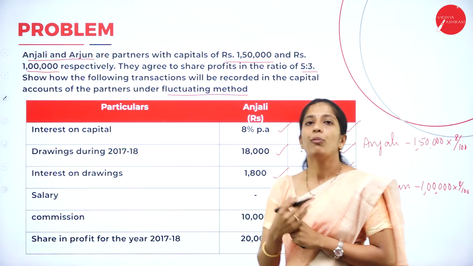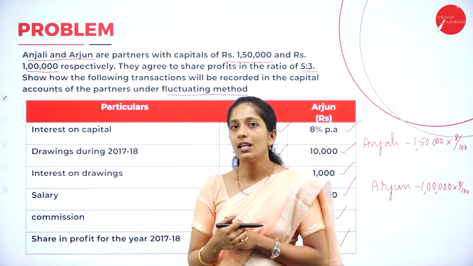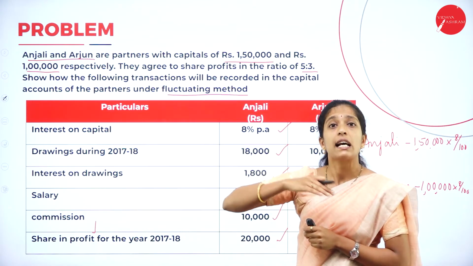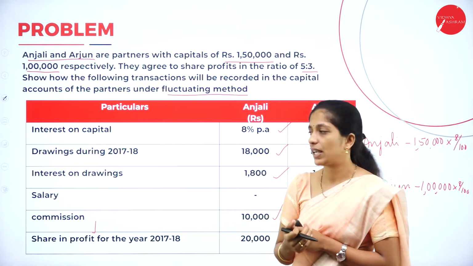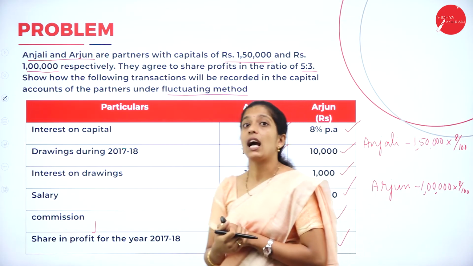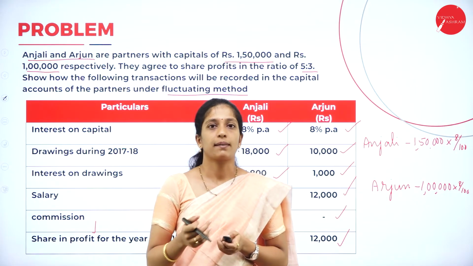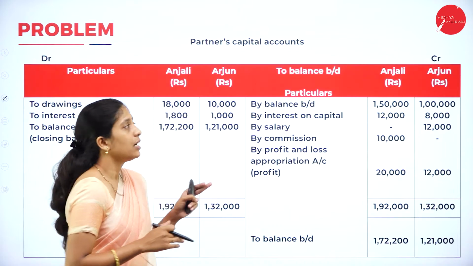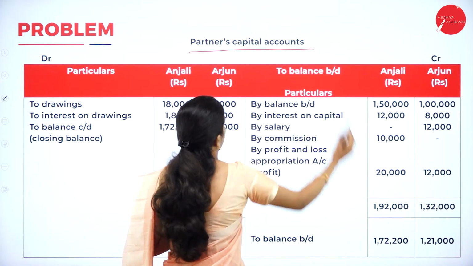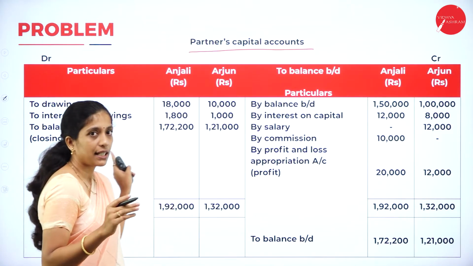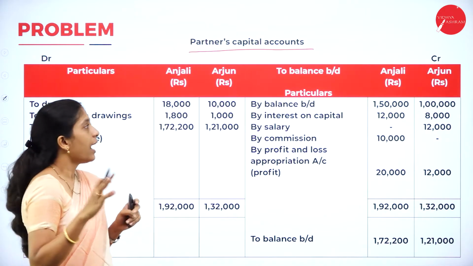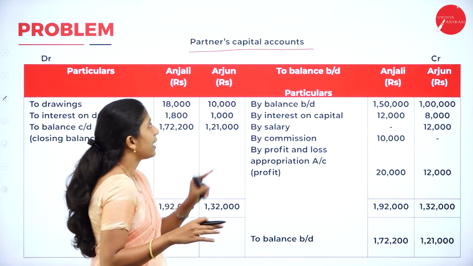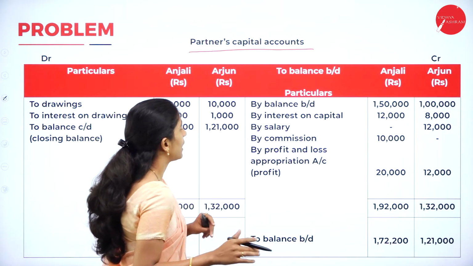It is nothing but profit and loss appropriation account, and they have clearly mentioned it is profit. So we have to record in the credit side of partners capital account. Now we shall see how we are going to record this. So you know the format. So how to begin the solution? The heading partners capital account. So we'll be having debit side and credit side, and in your debit side particulars Anjali, Arjun, and in your credit side particulars Anjali and Arjun.